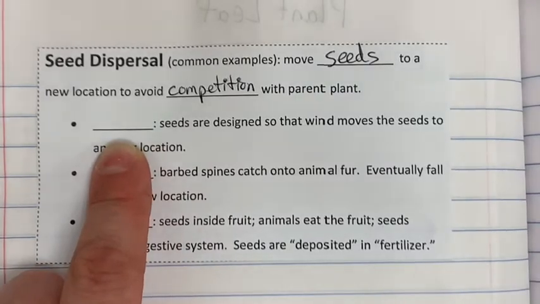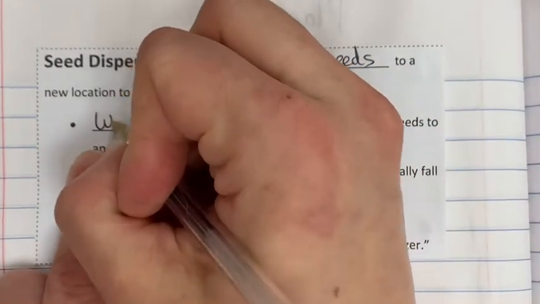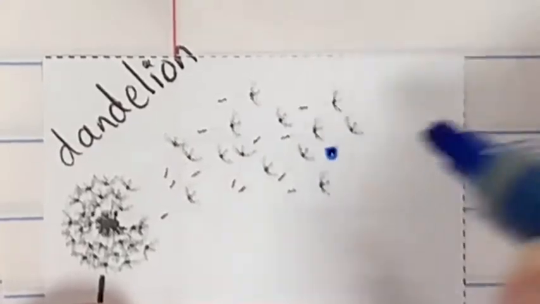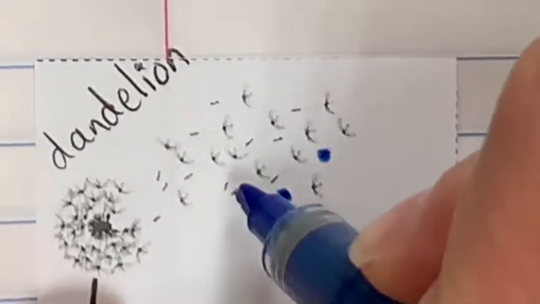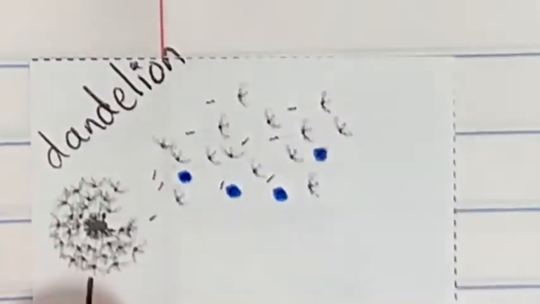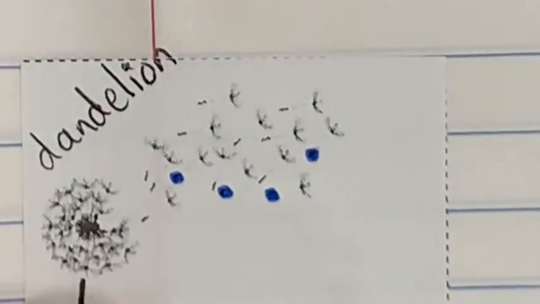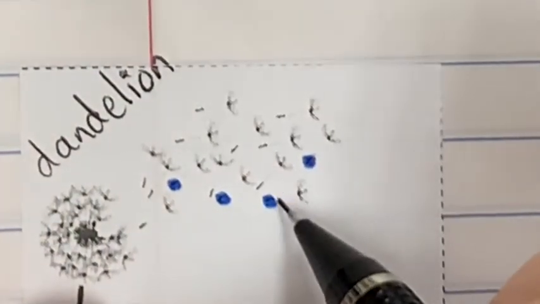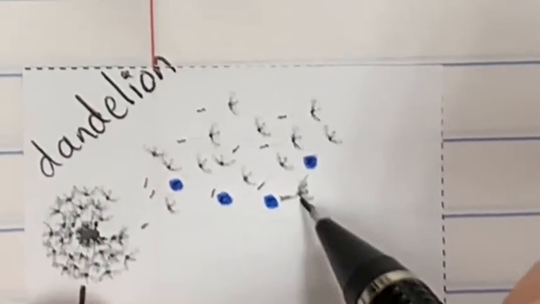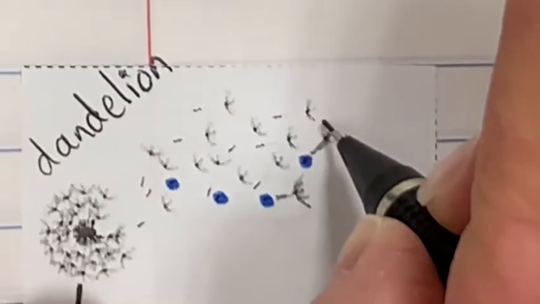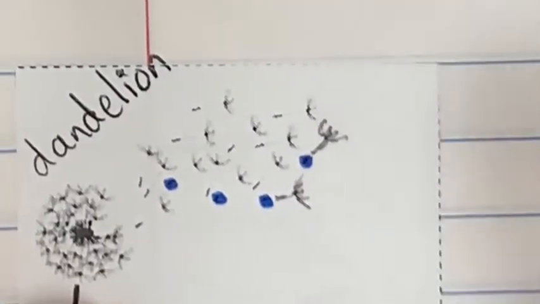All right. Wind is one way that seeds can be dispersed. So we go here to the picture. You see the dandelion? That right there is a seed, a seed, a seed, another seed. Each seed has its own little parachute. The wind comes and poof, blows it away.